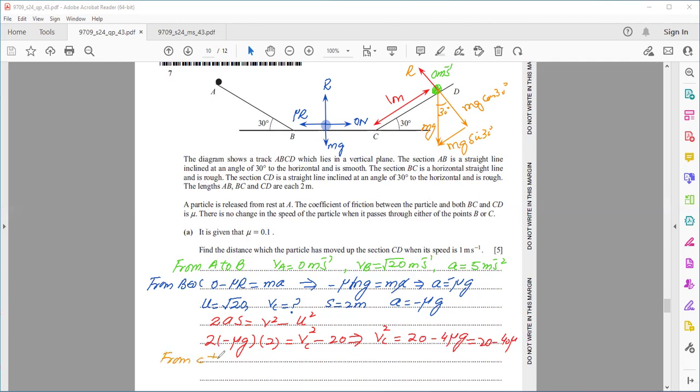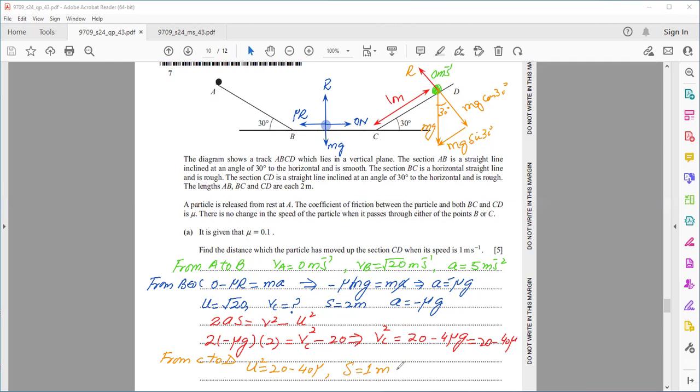From C to D, what is the information? The first one, initial velocity, is already given. That is equal to u, where u squared is 20, minus 40 times mu. Then the second one, which is very important: S is given, that is 1 meter.